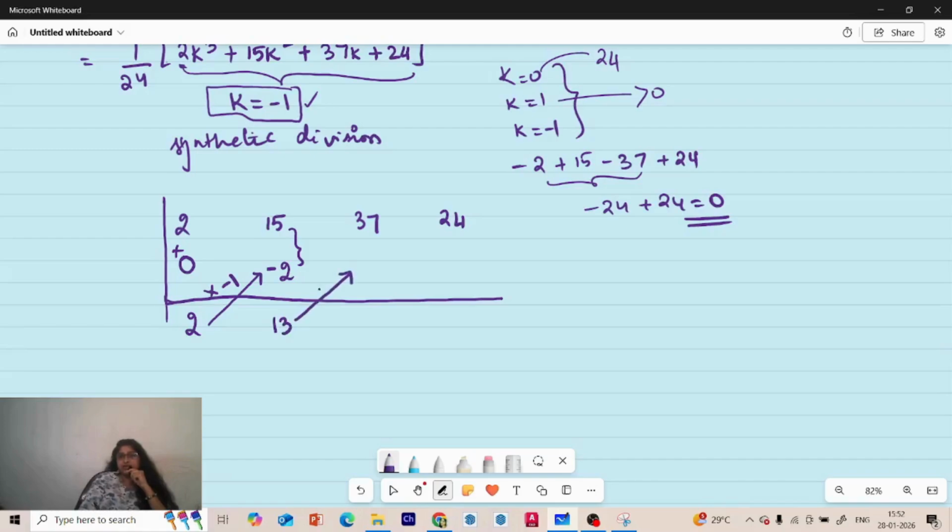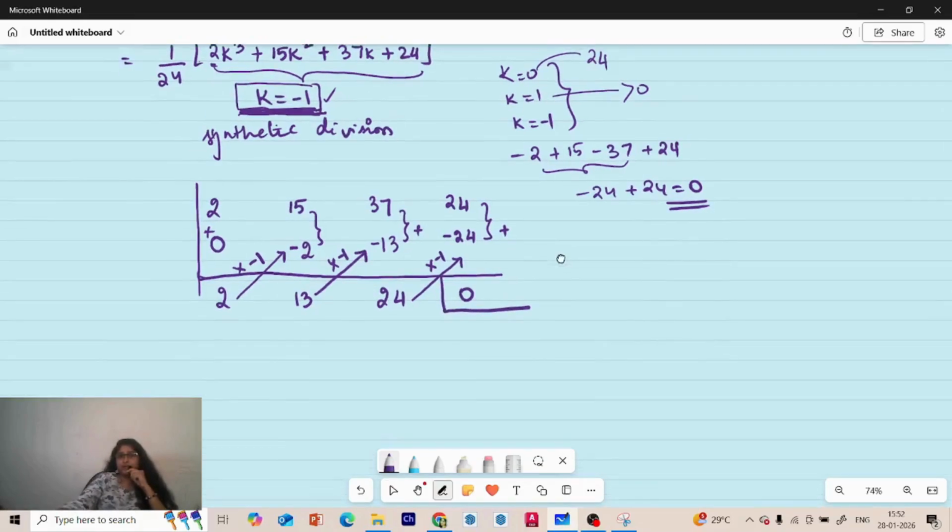Now let's multiply this 13 again with -1. The k value that we found by trial and error, you multiply this remainder with that value. 13 into -1 is -13. Now you add these both, what will you get, 24. Now again multiply this 24 with -1, so -24. If you add these both, we get 0. Okay, so this is gone.